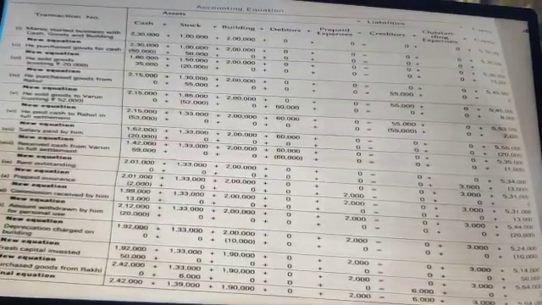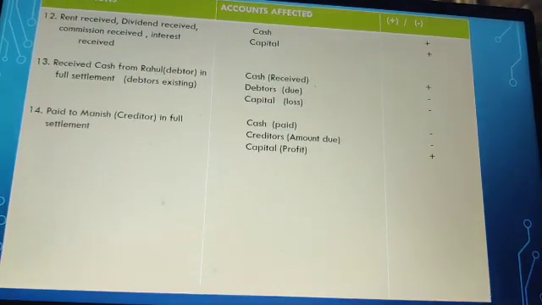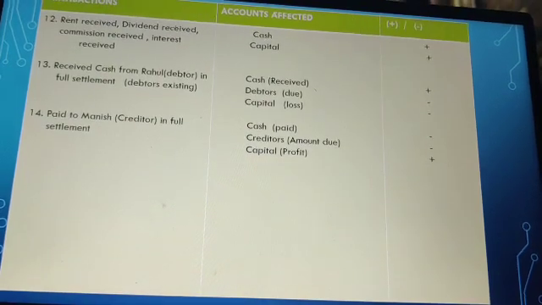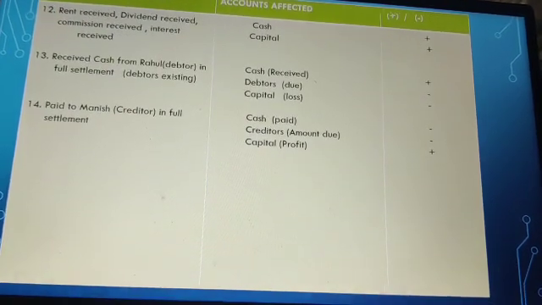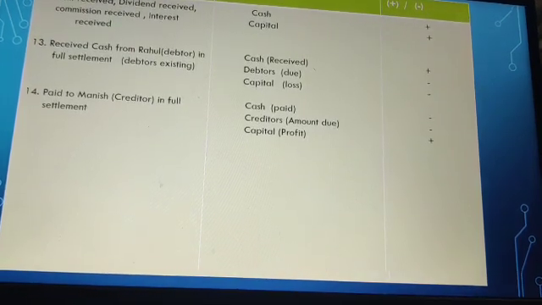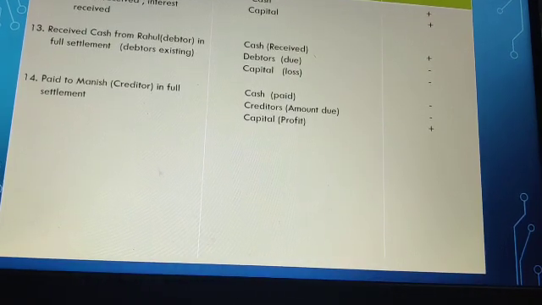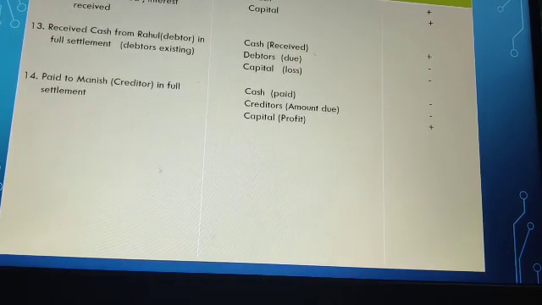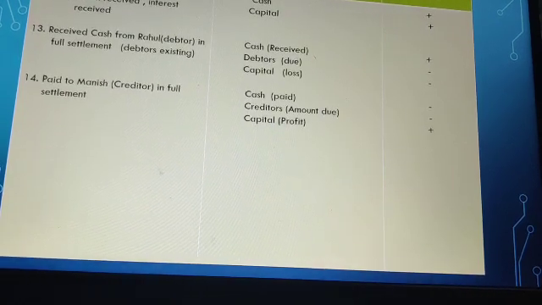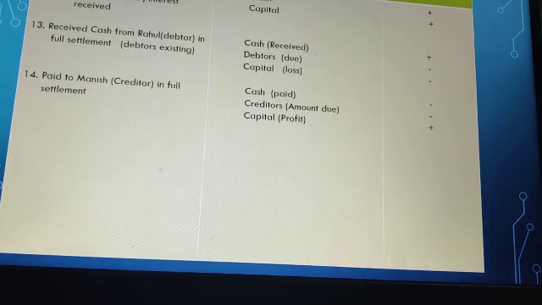Alright. Now proceeding to the very last transaction for the day, which says paid to Manish, who is a creditor. Now in the similar way, we are having a creditor over here. We have transacted with Manish initially in full settlement. Now we are paying him. Cash to be paid is deducted. Creditors, whatever amount was due, to be deducted. Capital, any profit which we are having, to be added upon. See over here.